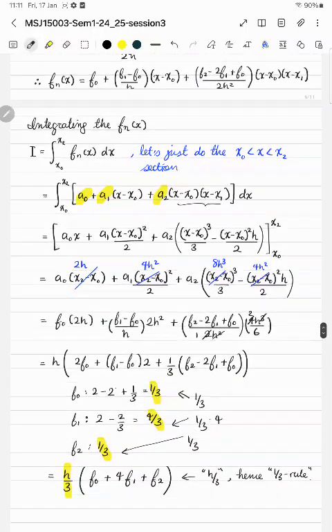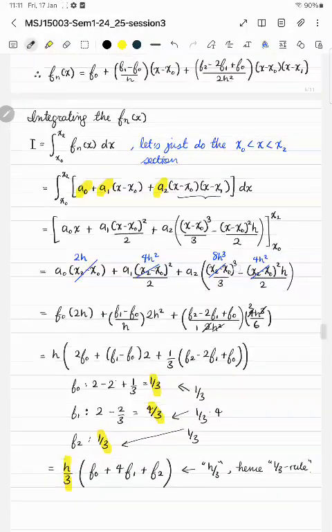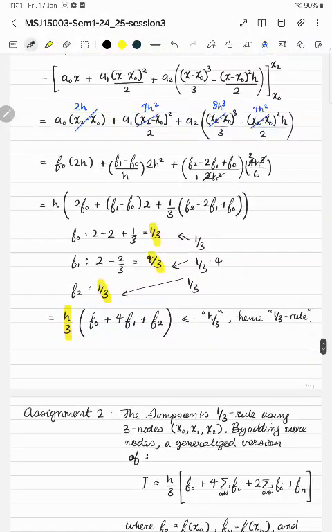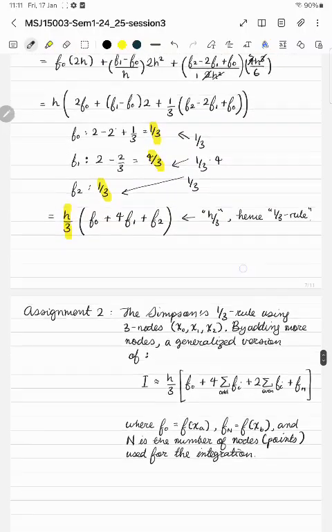So if you do the integration one by one, term by term, you finally end up with h divided by 3 multiplied by f0 plus f1 plus f2. If you look at the coefficient here, divided by 3, the multiplier is 1/3, hence the name 1/3 rule.